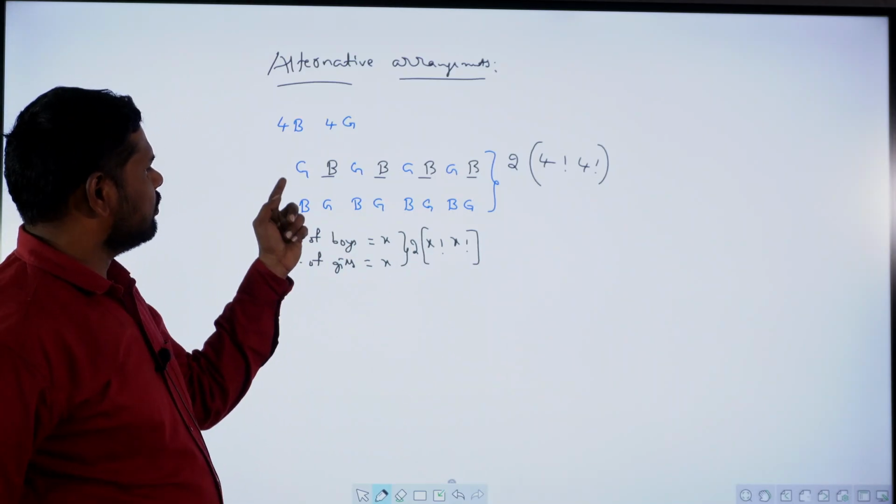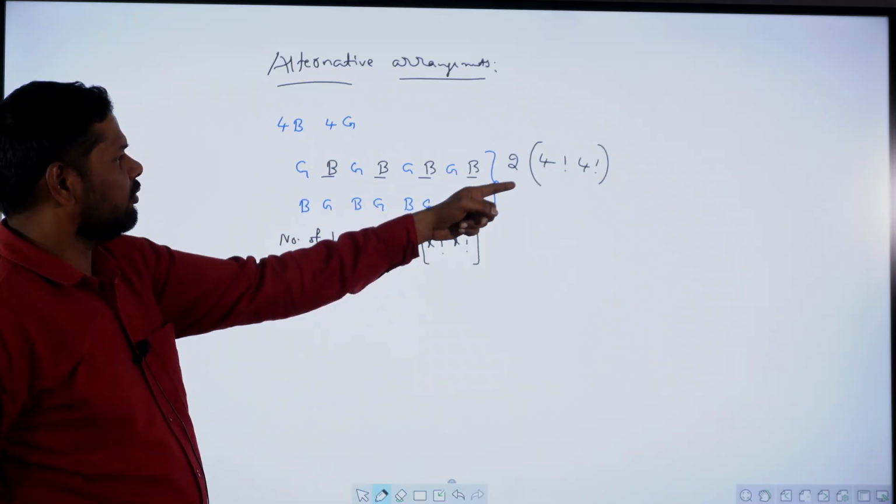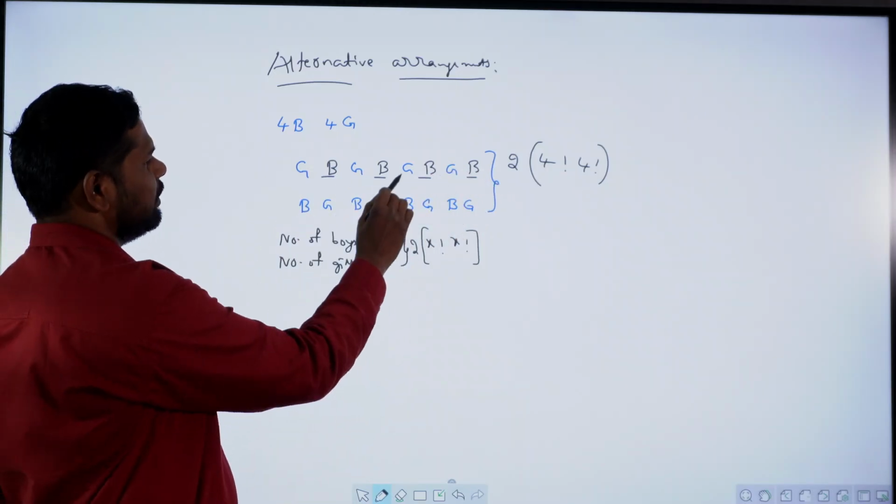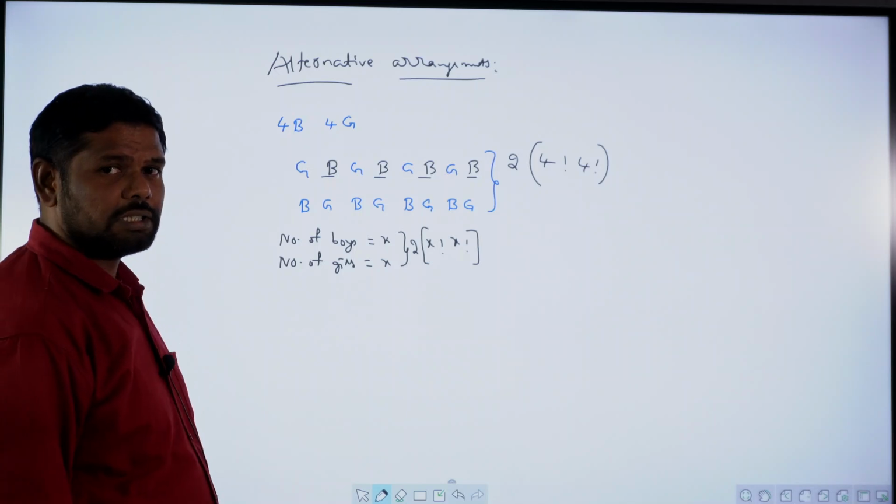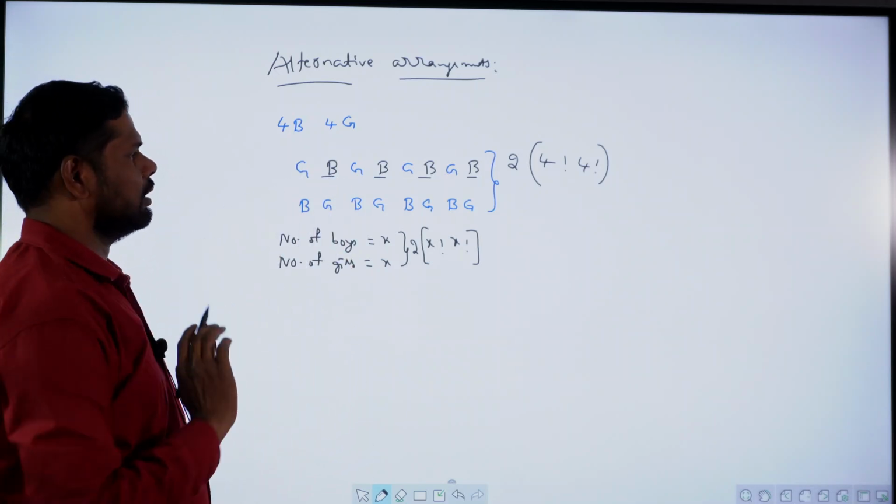Otherwise, starting with boy, starting with girl. 4 boys can be arranged in 4 factorial ways. Again, the next 4 girls can be arranged in 4 factorial ways. That's it. So starting with boy and starting with a girl.